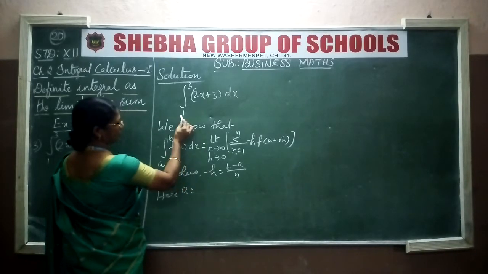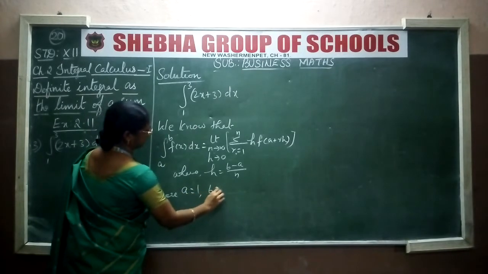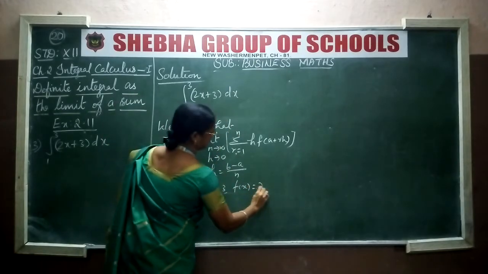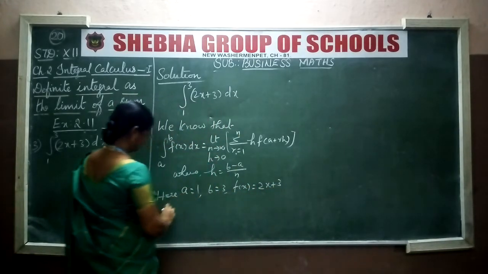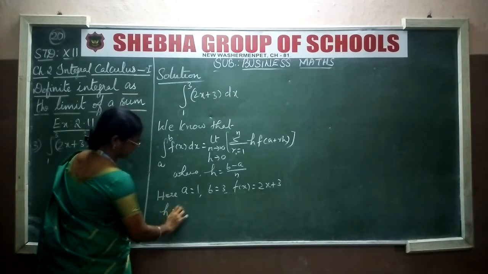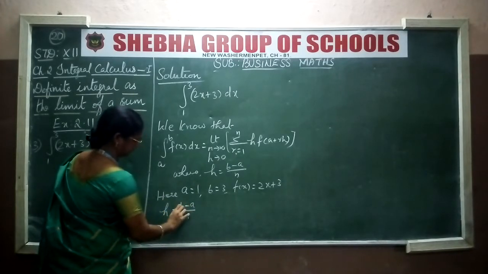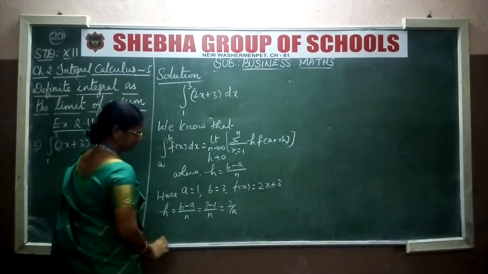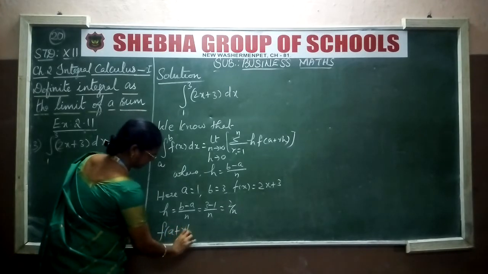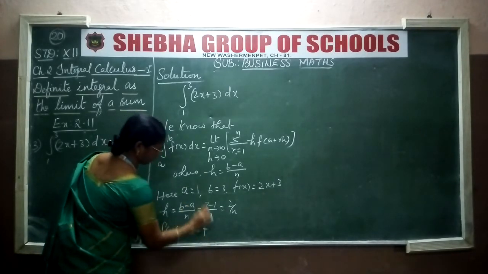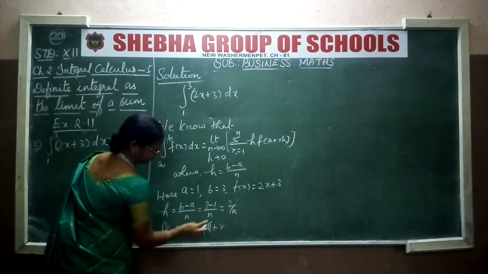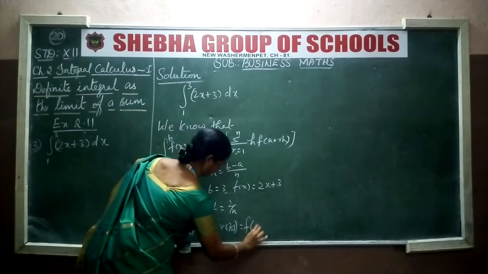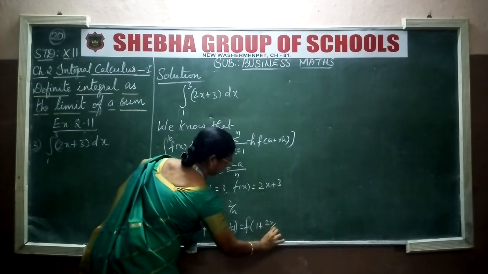So here, what is a? A is the lower limit and b is the upper limit, and f of x is the integral function, that is 2x plus 3. Next to find h. H is b minus a by n. This is equal to 3 minus 1 by n. We get 2 by n. And what is f of a plus rh? F of a is 1 plus r into h, where h is 2 by n, so it is f of 1 plus 2r by n.